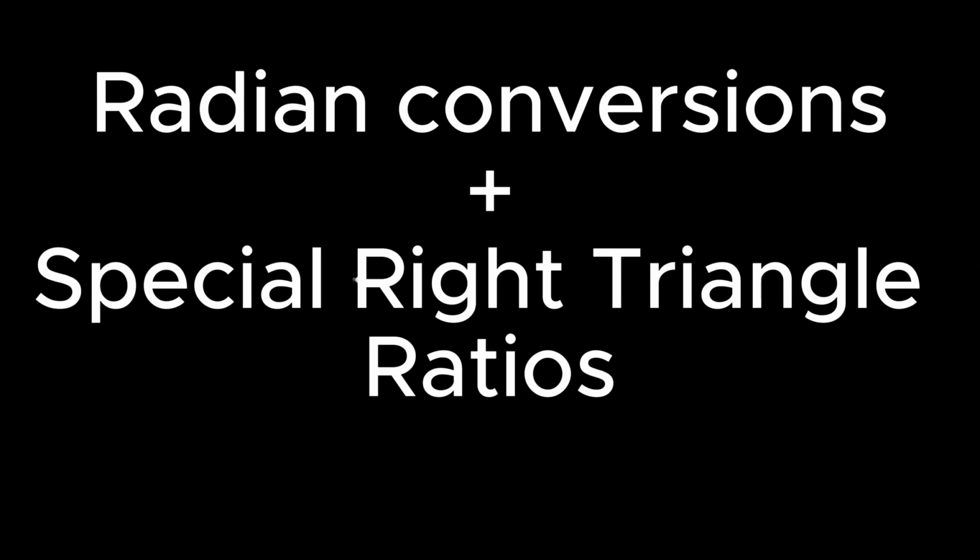Hey guys, for today's video we're going to be going over the radian conversion to degrees, and we're going to be converting degrees to radians as well. And finally we're going to do the special right triangle ratios, which are the 45, 45, 90 and the 30, 60, 90 triangles.